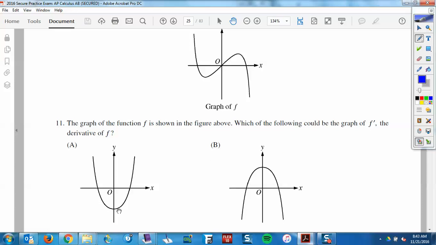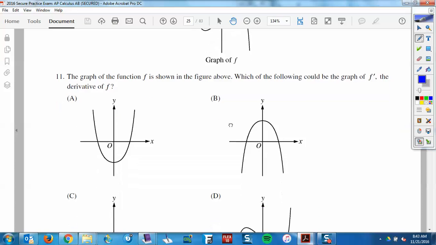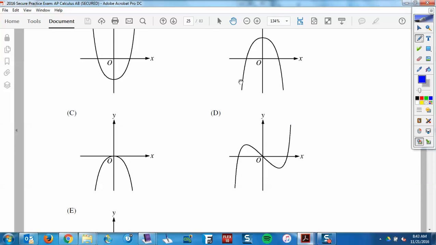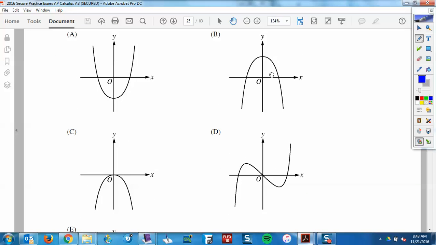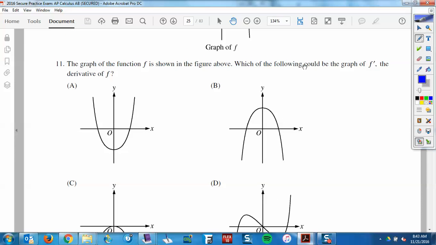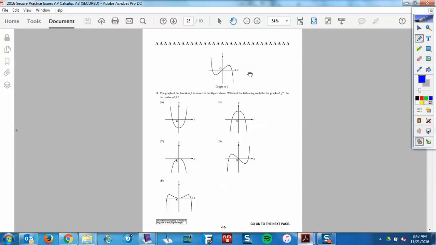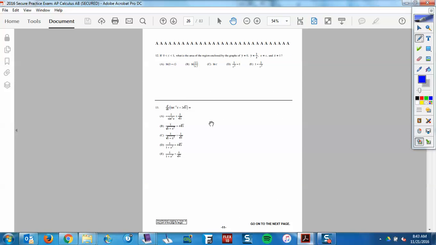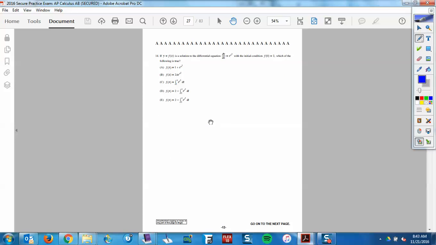What would you be looking for? You'd be looking for a graph that's negative, positive, negative, right? Negative, positive, negative. Would it have to be B? Have to be B, right? Just like our decimals match. Okay. All right, we're getting there.